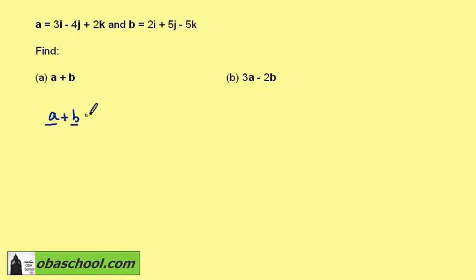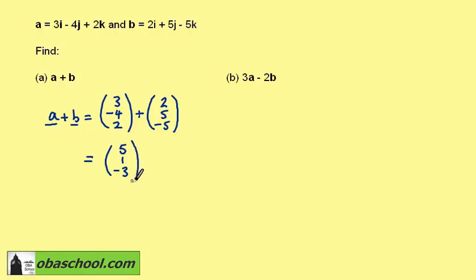This is very easy to do in column vector form. We just do (3, -4, 2) and add (2, 5, -5), and then simply add the top numbers. 3 plus 2 is 5. The middle numbers, minus 4 plus 5 is 1. And the bottom numbers, 2 add minus 5, is minus 3. So we add the i components, add the j components, and add the k components.